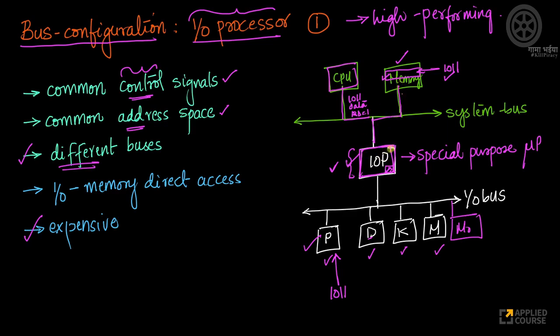Now the IO processor will decide, okay, because it's the same address, right? Now the IO processor will say, which of my devices has the address 1011? Suppose there is a special line.